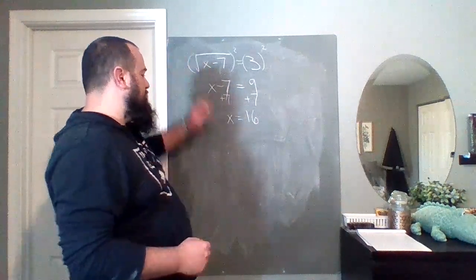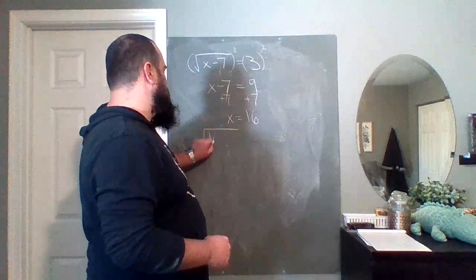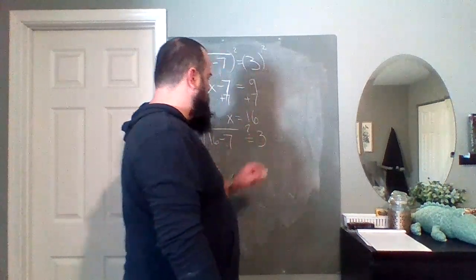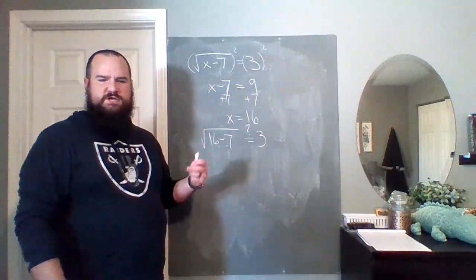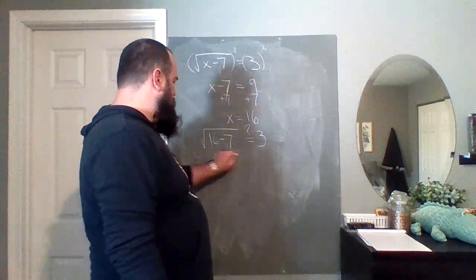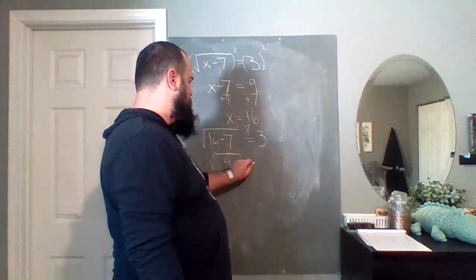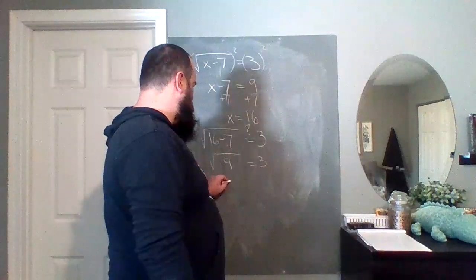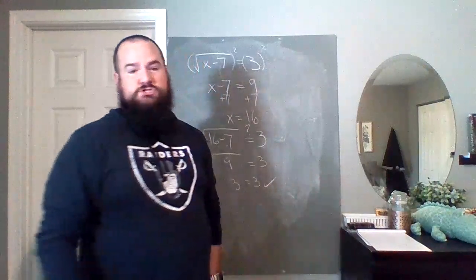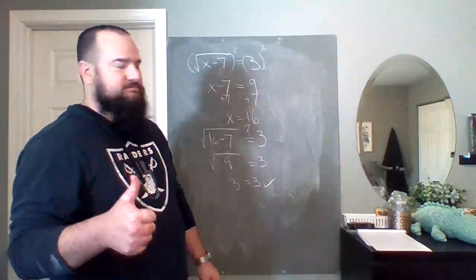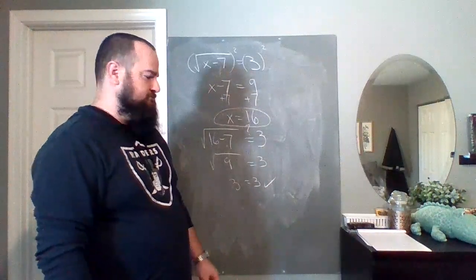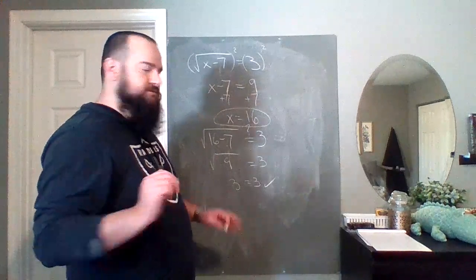Okay? So, square root of 16 minus 7. I put a question mark when I do checks, because we're asking, does this equal 3? So we just go through. 16 minus 7 is 9. The square root of 9 is 3. 3 does equal 3. Check. Problem done. We now have our solution. Our solution is x equals 16. Okay? Not too bad.